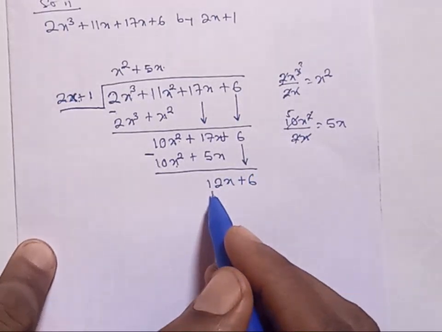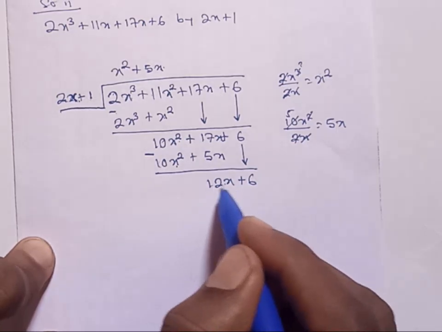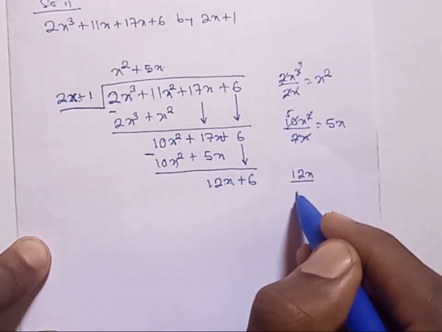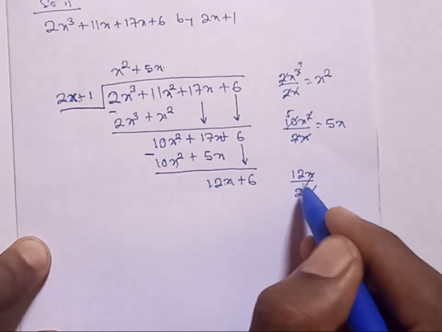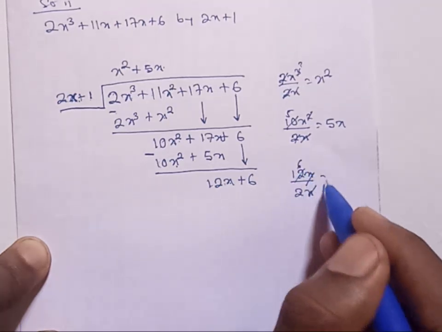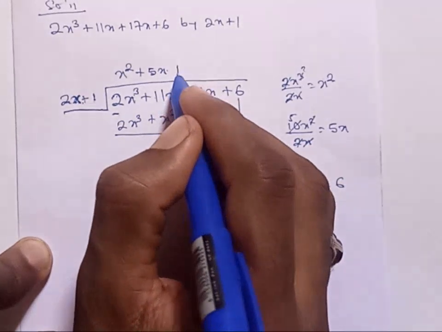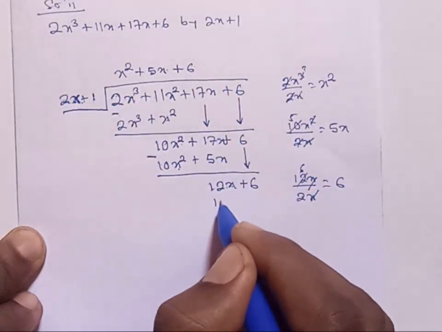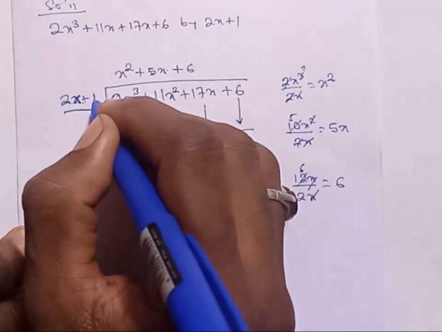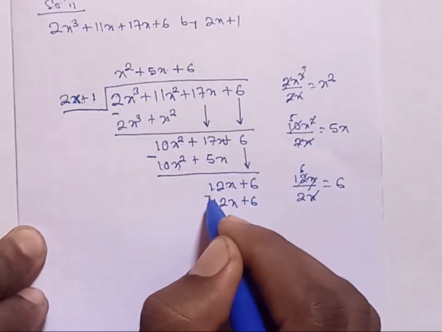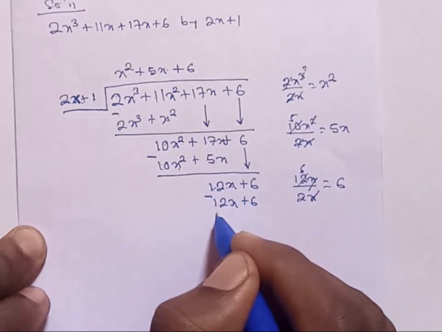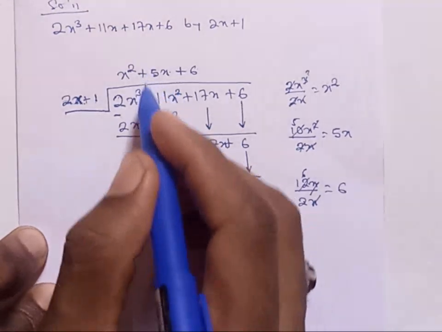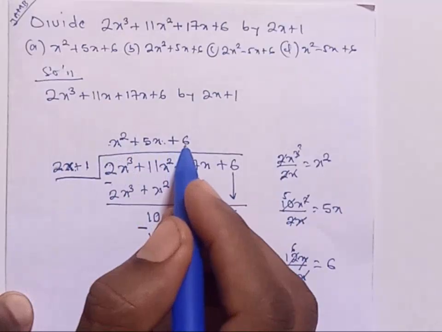The next stage is to repeat the division again. Here we have 12x divided by 2x. X cancels x, 12 divided by 2, we have 6. So here we'll have plus 6. Then 6 times 2x, we have 12x, and 6 times 1, we have plus 6. Subtraction: 12x minus 12x, 0. 6 minus 6, 0. So therefore, our answer is x squared plus 5x plus 6.